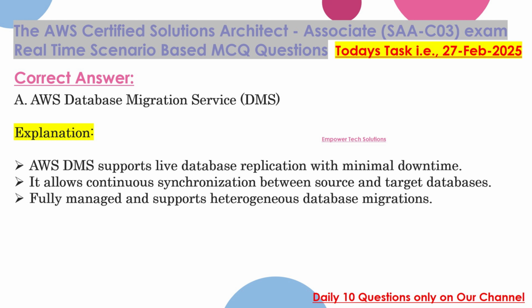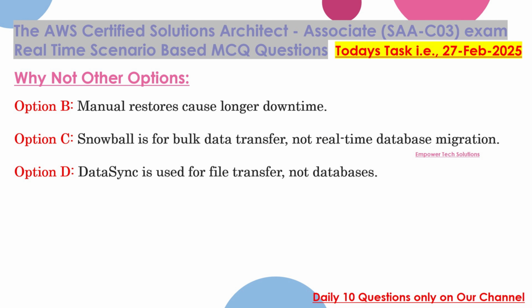Explanation: AWS DMS supports live database replication with minimal downtime. It allows continuous synchronization between source and target databases. Fully managed and supports heterogeneous database migrations. Why not other options? Option B, manual restores cause longer downtime. Option C, Snowball is for bulk data transfer, not real-time database migration. Option D, DataSync is used for file transfer, not databases.